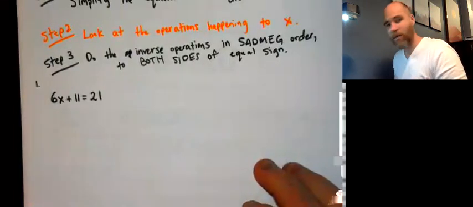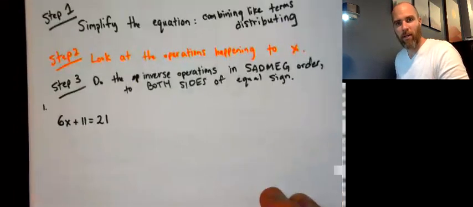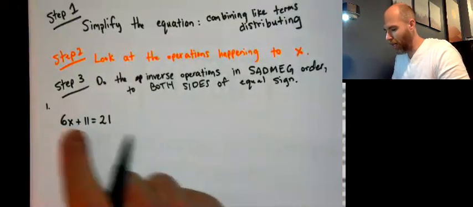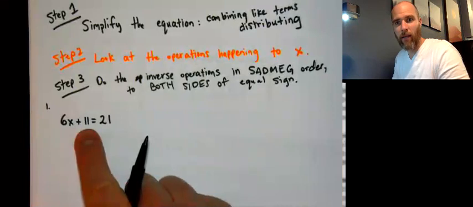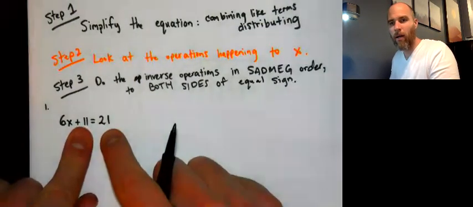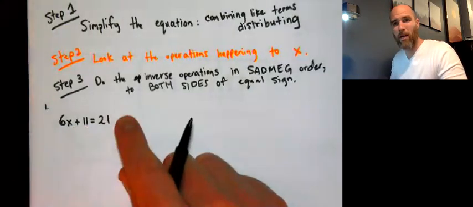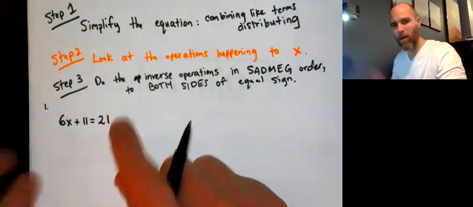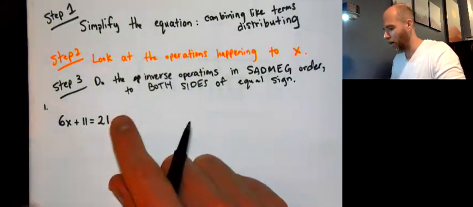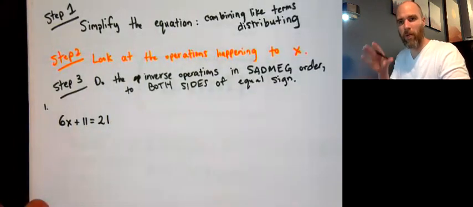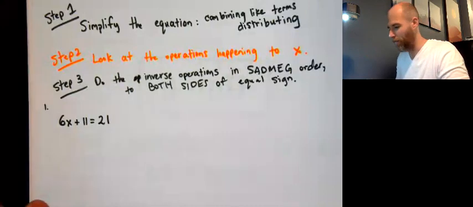Okay, so step 1, simplify the equation. Combine all the like terms, do any distributing you see. There's no like terms to be combined on any side of the equal sign. Yes, 11 and 21 are like terms because they're both numbers, but they're on opposite sides of the equal sign. We could combine them, but we don't need to. They're fine where they're at. There's no distributing to do, so this equation is pretty much in the simplest form we would expect it to be in. This is a good place to start.